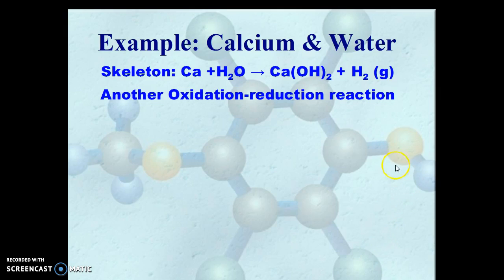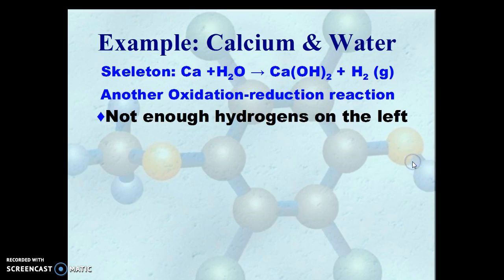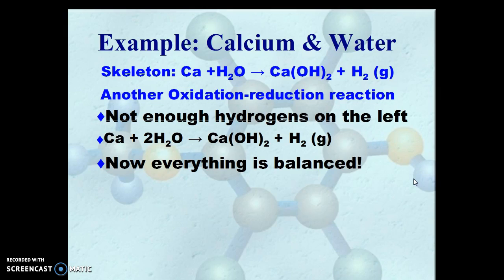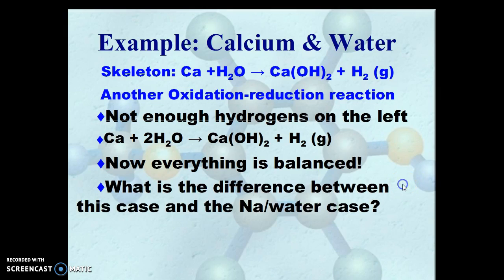Here's another one. Calcium reacts with hot water to form calcium hydroxide and hydrogen gas. I think you can see this is another oxidation reduction because calcium is changing its oxidation state from 0 on the left to +2 on the right. Now there's not enough hydrogens on the left, so we double the amount of water. Now everything is balanced. Boy, that was fast.